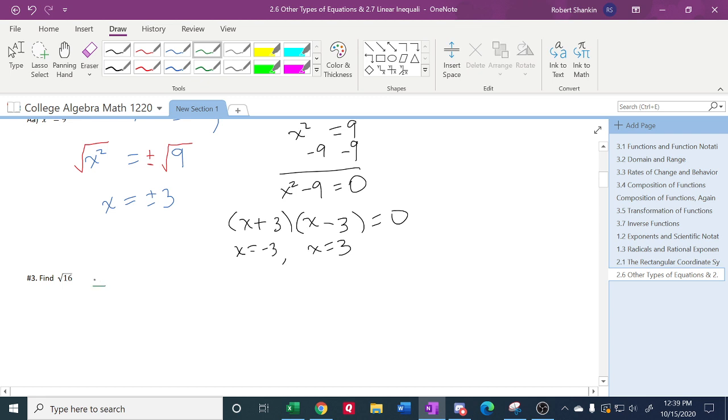All right. The big question, is this just 4 or is it 4 and negative 4? Because negative 4 times negative 4 also gives you 16. So isn't the square root of 16 going to be both positive 4 and negative 4? The answer is no. It's only positive 4.